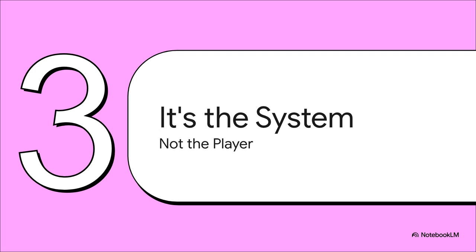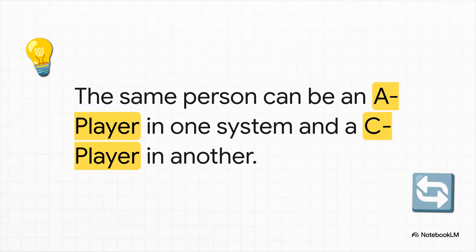So, if putting people in boxes is the problem, what's the fix? Well, it turns out the answer isn't about the person, the player. It's about the system they're in, the environment that you as a leader are creating. And this is such a critical idea to grasp. The very same person can be a rockstar A player in one system and a struggling C player in another. Just think about that for a second. Performance isn't some fixed trait. It's massively shaped by things like their manager, the team culture, and the overall work environment.